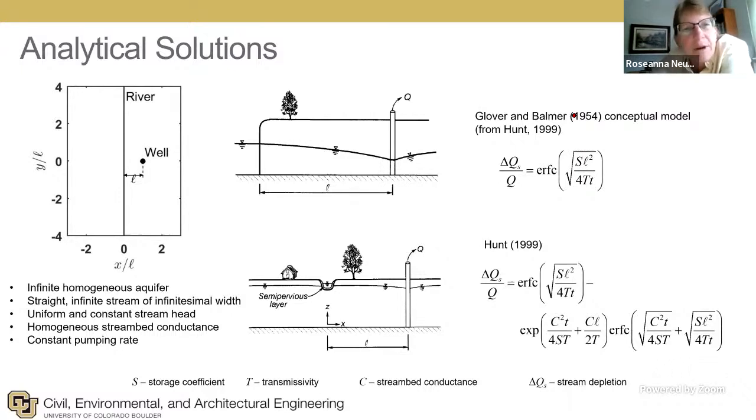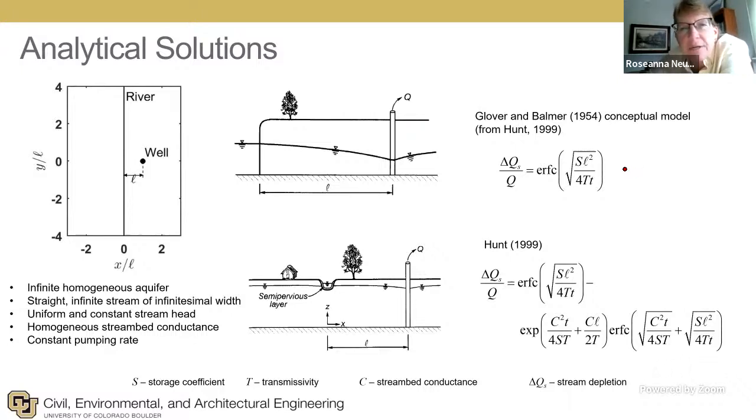So we have a homogeneous aquifer. We're pumping out of that, and the river is fully penetrating. This is about the most simple case you can imagine. And Glover and Balmer in 1954 came up with an expression for stream depletion in that scenario.